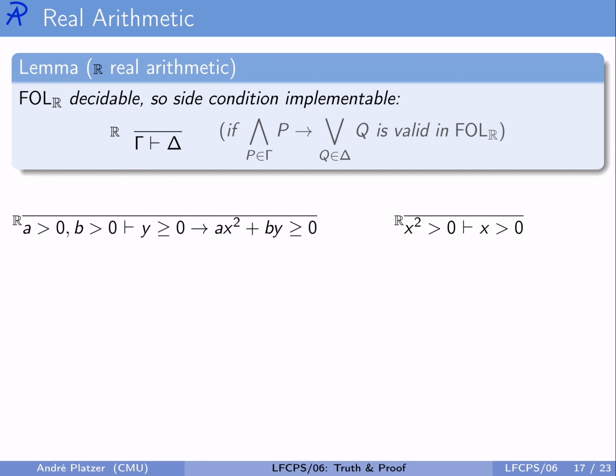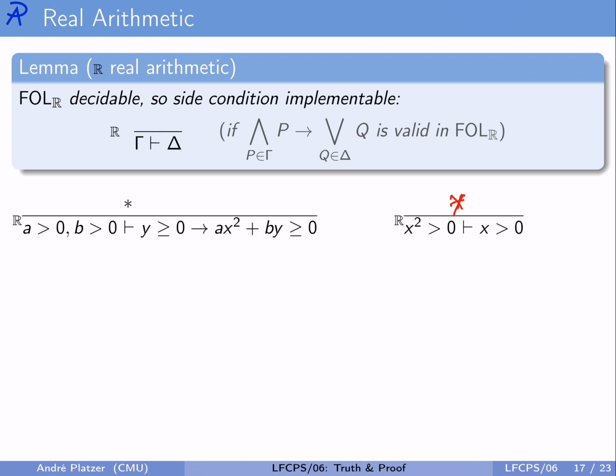Of course, it is really important that the side condition that we have here really can be implemented, but it can be implemented by this miracle that Alfred Tarski came up with, that first order logic of real arithmetic is actually decidable. There's an algorithm for it. So, for example, here, first of all, this is just arithmetic, and second of all, it's a valid formula. So by real arithmetic, we're done with the proof right here. Just like over here, this is just arithmetic, so we're done with the proof.